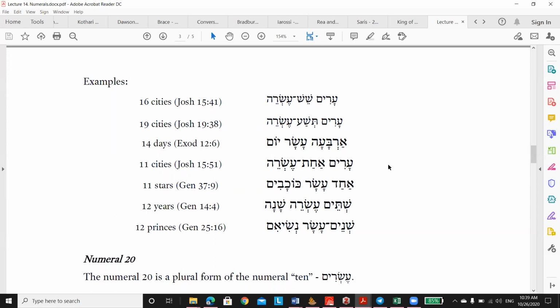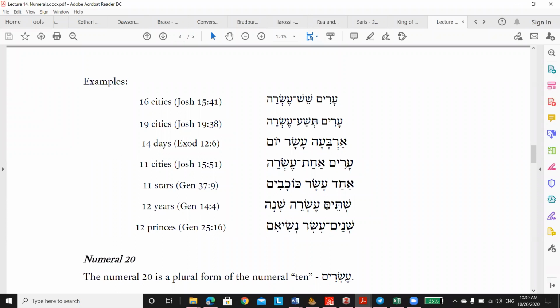11 cities. Arim, Achat, Esre. Again, Esre and Arim should be of the same gender. 11 stars. Achat, Asar, Kochavim. Kochav is a star, Kochavim stars. And Kochav is masculine, so everything should be in agreement. Achat is masculine and Asar is masculine, because this is an exception.